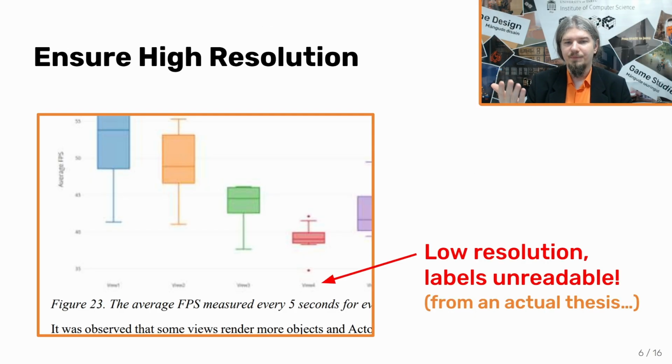Now, when you're putting those pictures or illustrations in your thesis, one thing you should look out for is high resolution. This is an actual figure from an actual thesis, and look, it's so low resolution that those labels are unreadable. I know that this is view 1 and view 2, but if you don't know what is written here, it's very unreadable. What is this label? What are we actually seeing on this graph? Because the resolution is extremely low.